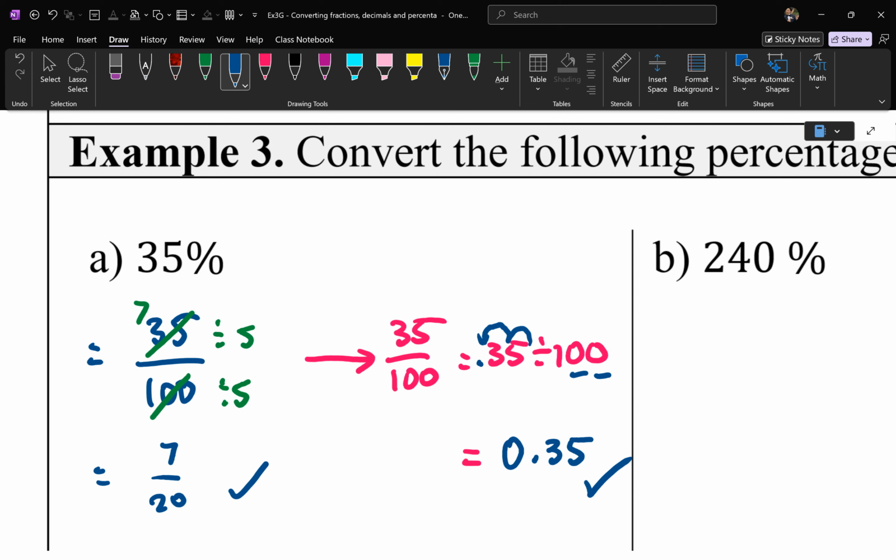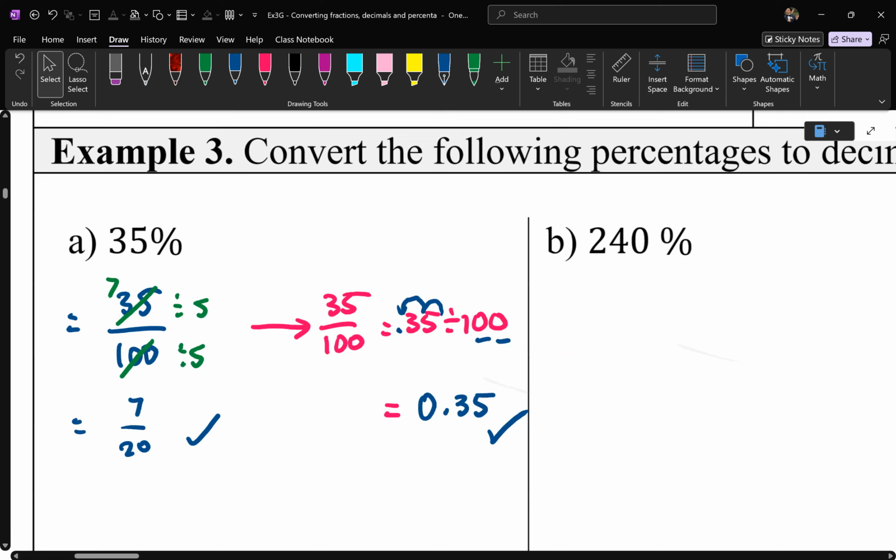But for both of them, all I did was I literally read what the percentage means. Percent, per means every, cent means 100. That's all I did. I started off with saying 35 by every 100. You can move to the right to make it decimals, or you continue simplifying and you get your fraction. It's the same step throughout. Let's just divide by 100. Let's try the next one.